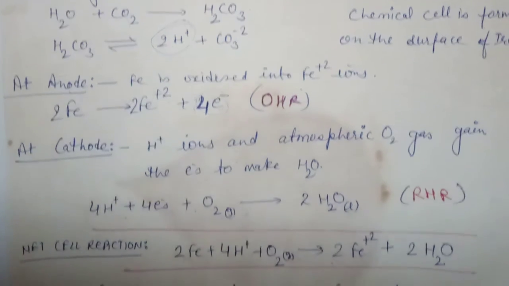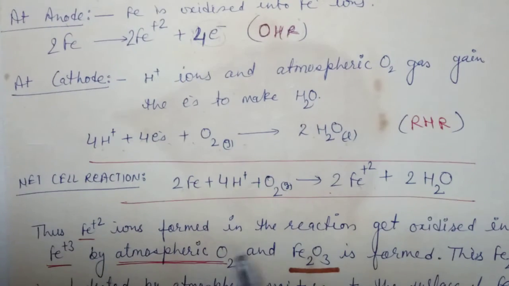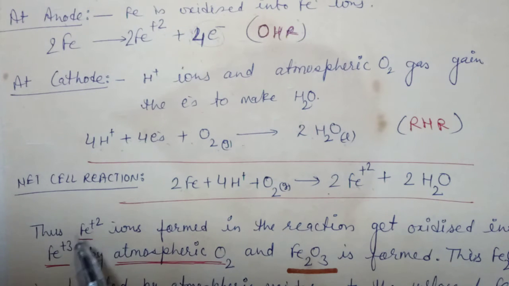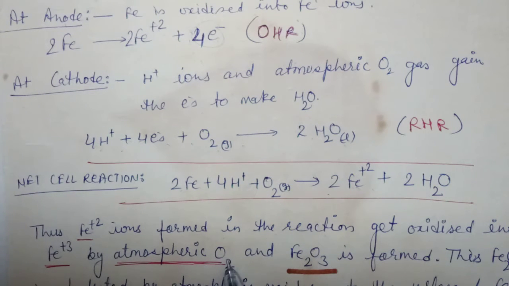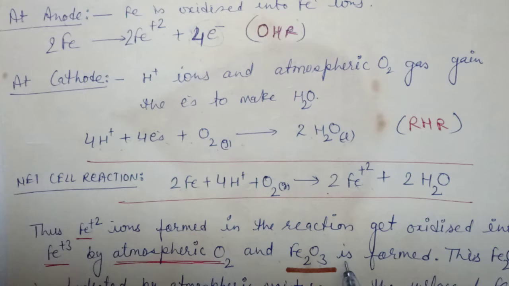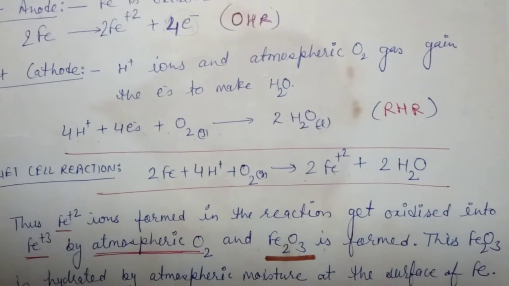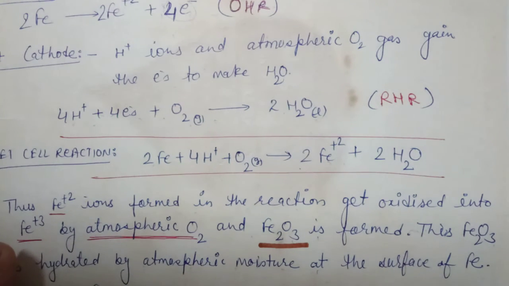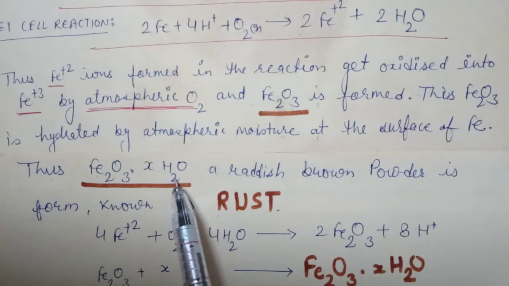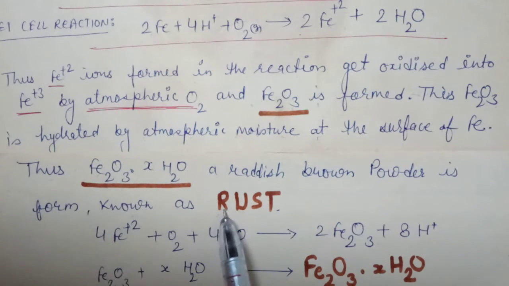This Fe2+ ion is oxidized into Fe3+ ions by atmospheric O2. Thus Fe2+ ions formed in the reaction get oxidized into Fe3+ ions by atmospheric O2, and Fe2O3 is formed. Okay, this Fe2O3 is hydrated by atmospheric moisture. By hydrating Fe2O3, the rust is formed. This Fe2O3 is hydrated by atmospheric moisture at the surface of Fe, and thus Fe2O3.xH2O, a reddish brown powder, is formed. This is known as the rust.